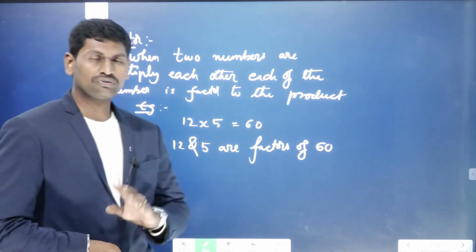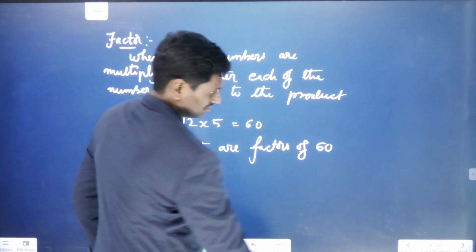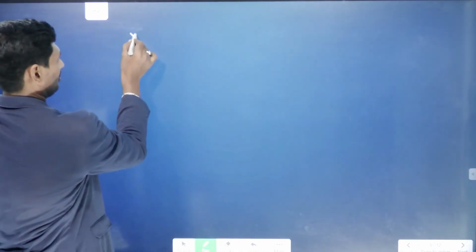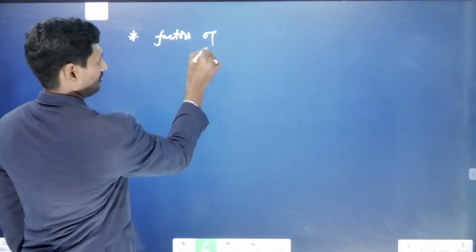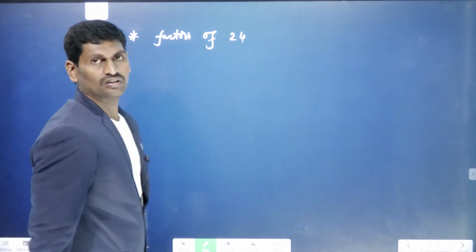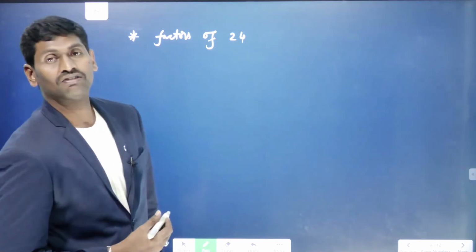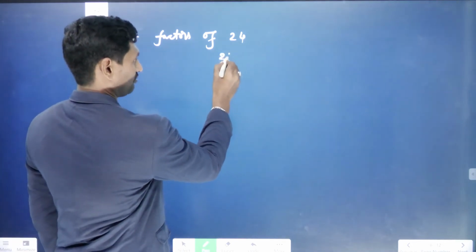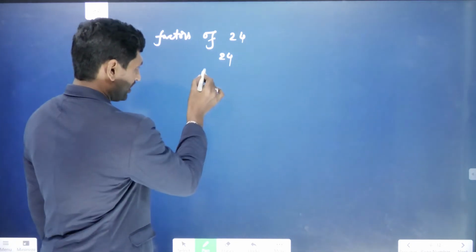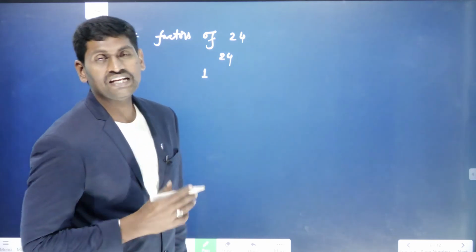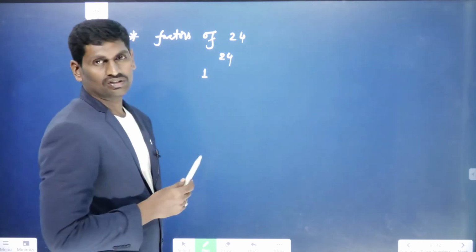Okay na? Now how to find the factors? Find factors of 24. We have to write all the factors. For writing all the factors, we should use the tables starting onwards. First, 1 is a factor of any number, because any number will come in one table.